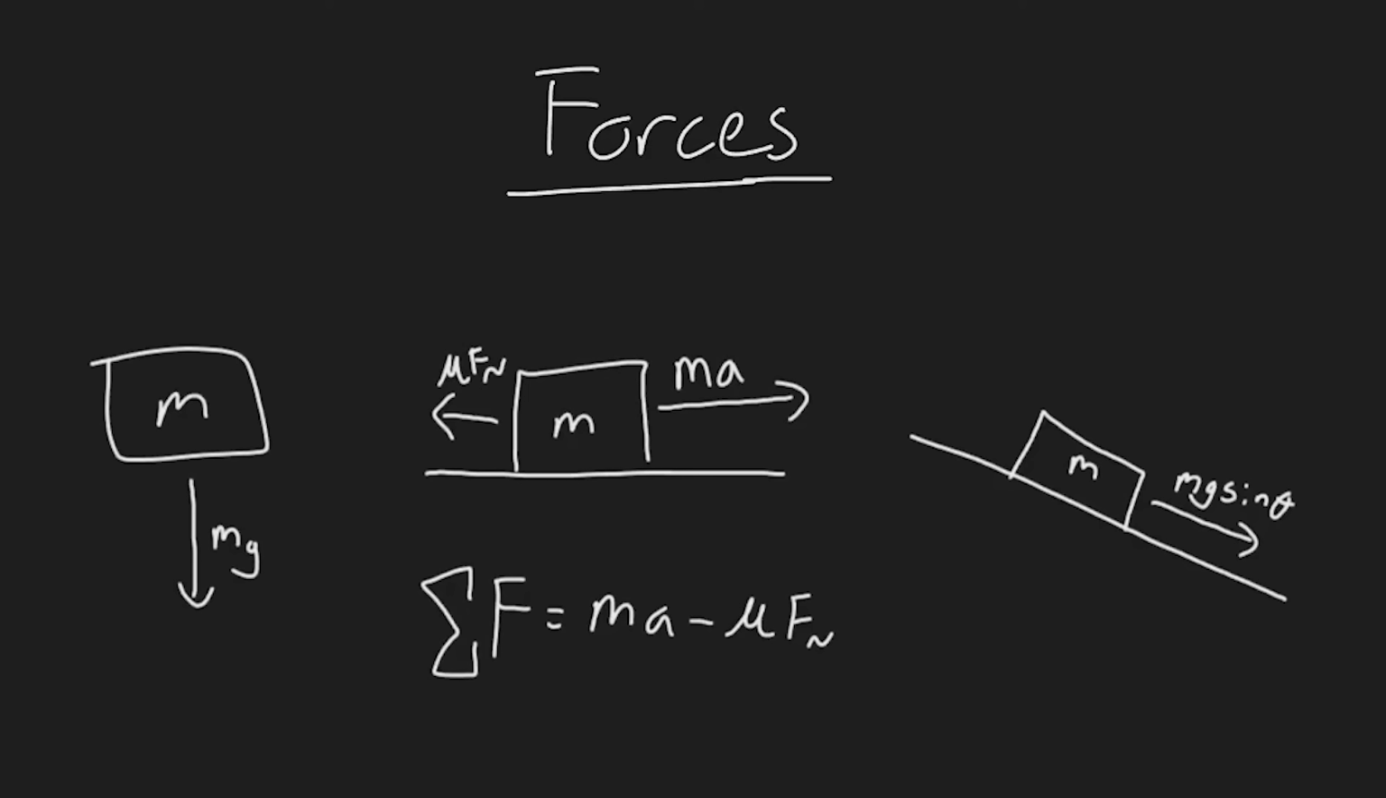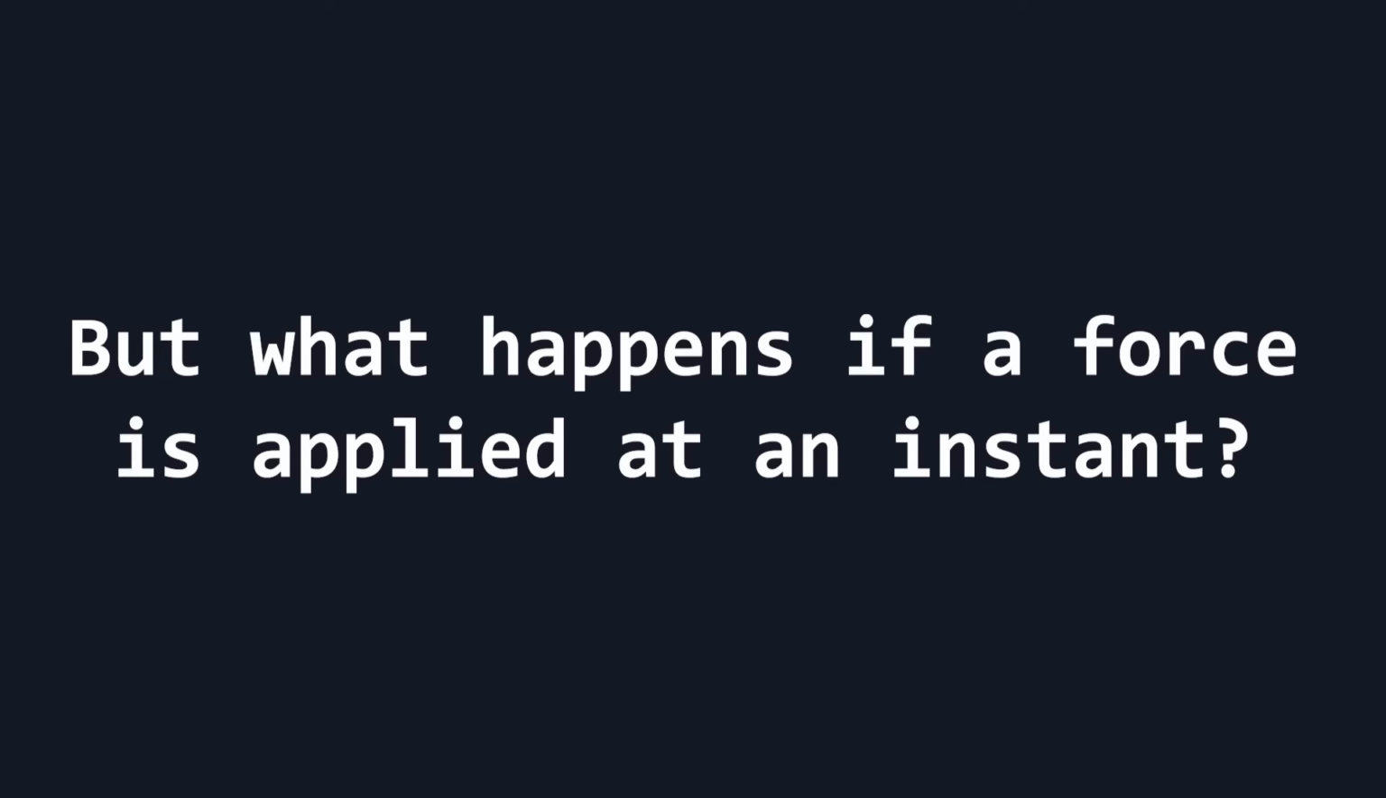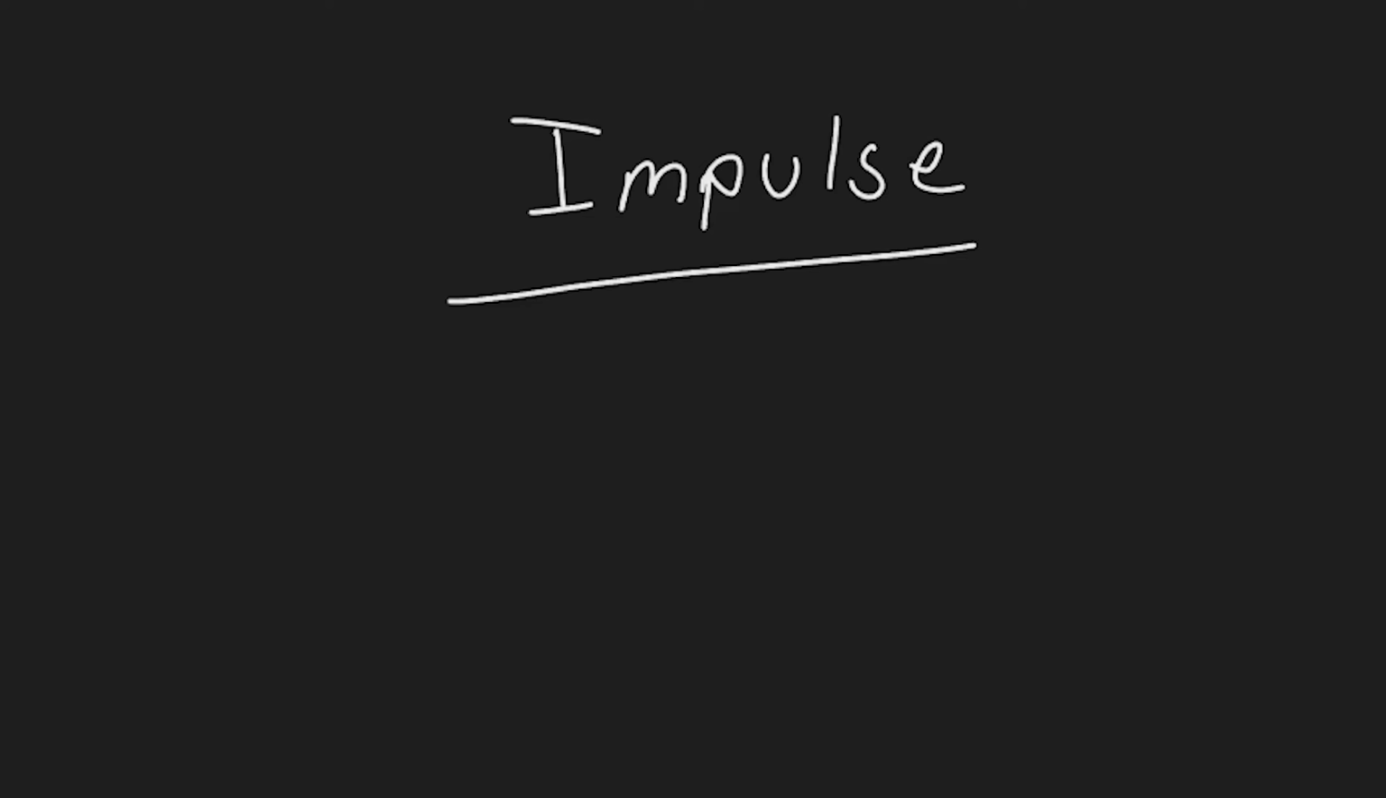Earlier, we learned about forces and how they accelerate an object when it is constantly applied. But what happens if a force is applied at an instant? That's what we're going to be covering in this section of the video. But first, we quickly have to discuss what an impulse is. An impulse, denoted with the variable J, is a force times a time. J also equals delta P, or the change in momentum.